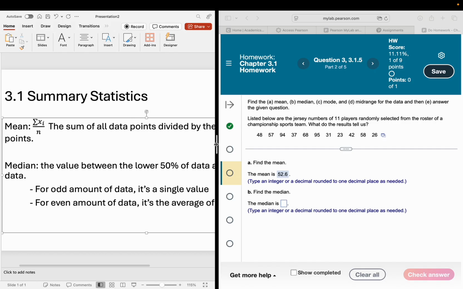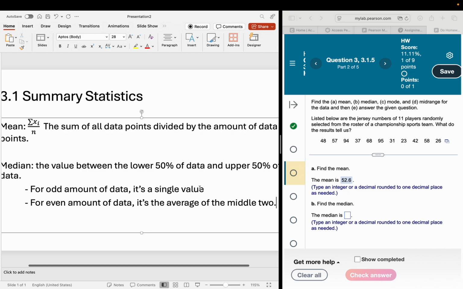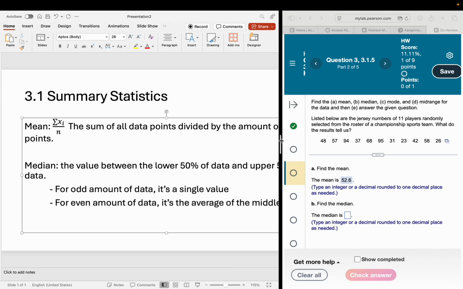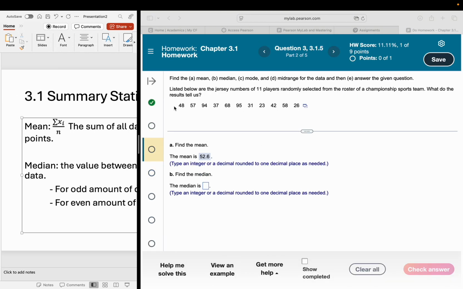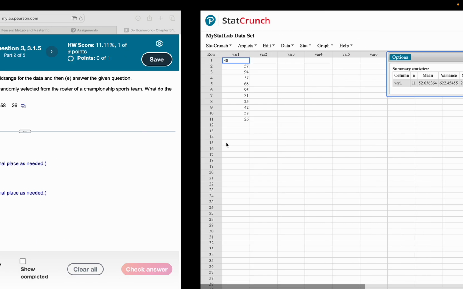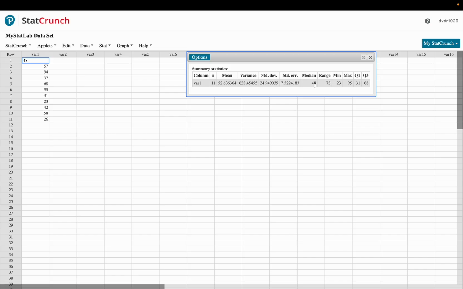The way you find median is you literally order the data from least to greatest and look for the middle value. Now, thankfully, again, we have StatCrunch. You don't need to write these down one at a time and cross them out in order. You can go right here and look at the median. It's 48. Now, there were 11 data points here, so 48 is actually, where is it? It's that value right there.